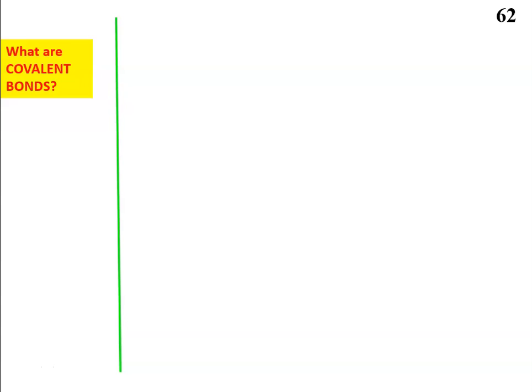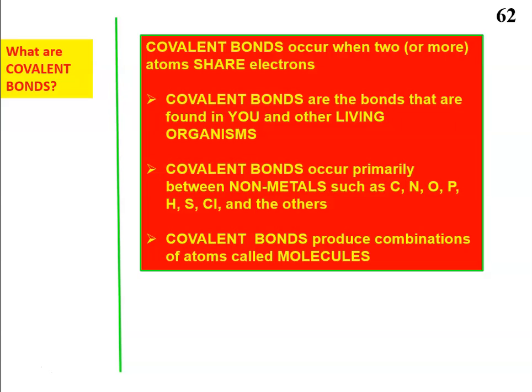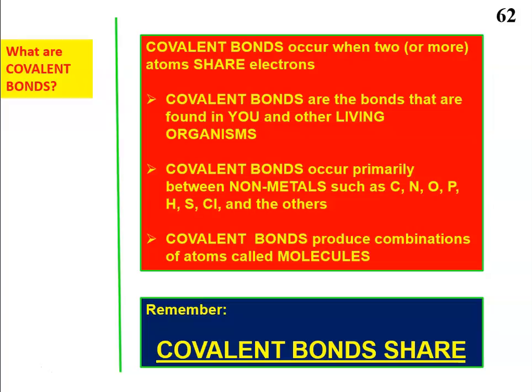Now we're going to talk about bonds where the electrons are shared more equally. Those are called covalent bonds. So covalent bonds occur when two or more atoms share electrons. Covalent bonds are found in you and other living things. In fact, virtually all of the bonds in your body are covalent bonds. Covalent bonds occur primarily between nonmetals such as carbon, nitrogen, oxygen, phosphorus, hydrogen, sulfur, chlorine, and others. And finally, covalent bonds produce combinations of atoms called molecules. So remember, the key word with covalent bonds is that they share electrons.